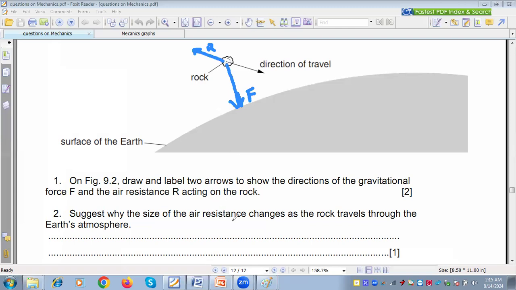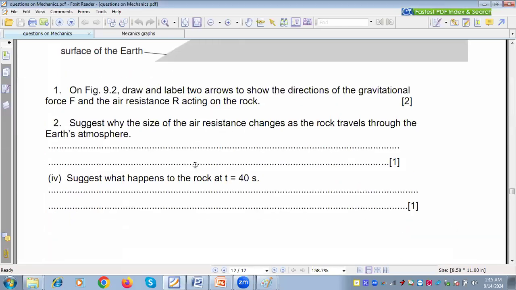Explain why the size of the air resistance changes as the rock travels through the atmosphere. Of course, when it travels through the atmosphere, the density of the air will be greater, and due to the increase in speed, the gravitational pull increases, the speed increases, and due to the increase in speed, air resistance also increases. Any of the answers you may write here, because it's only 1 mark.